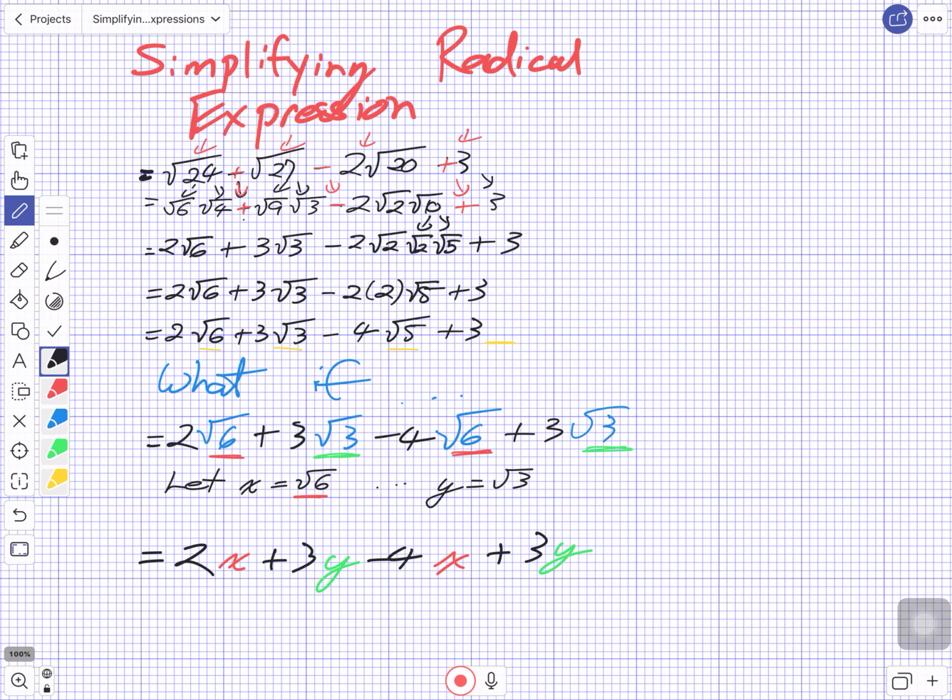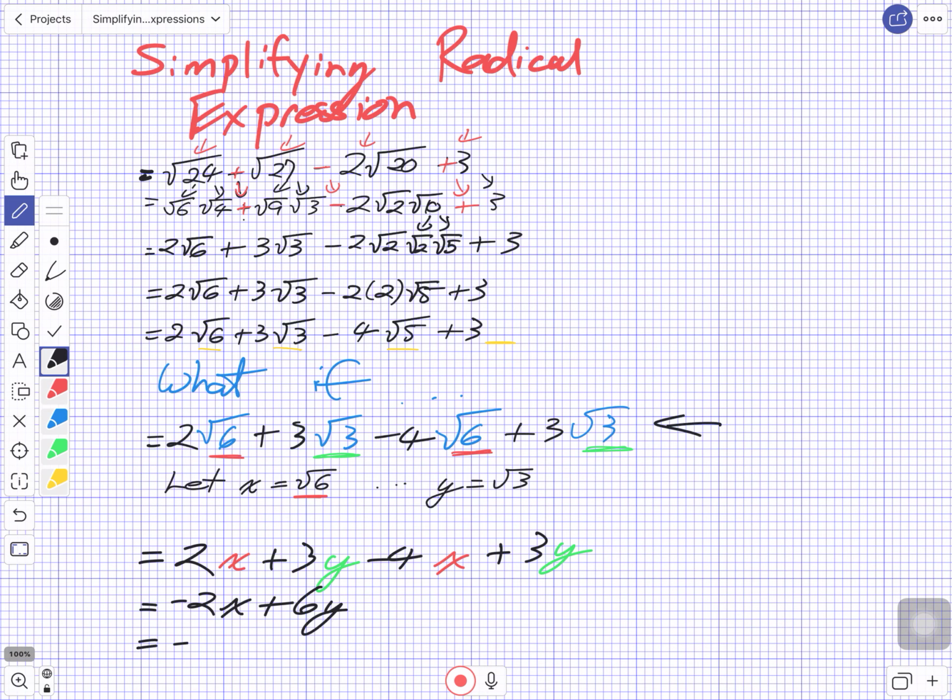We've seen polynomials before. Which 2 can I put together? Negative 4x and 2x, sure. So what's negative 4x plus 2x? Negative 2x. That's right, negative 2x. And what's positive 3y plus 3y? 6y. That's great. So that's done, except that there's no y's and x's in this original. So we do have to substitute back.